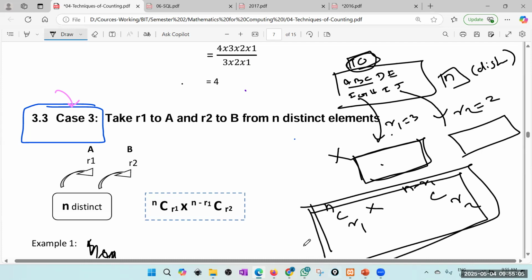Okay, case 3. So now we are done with permutation and combinations.